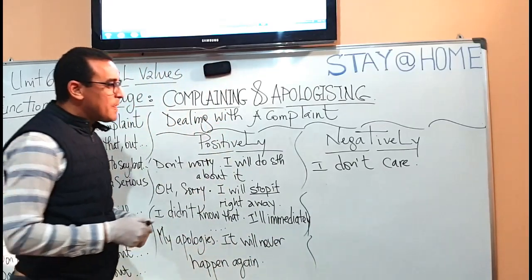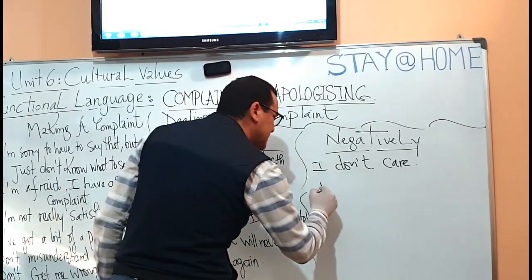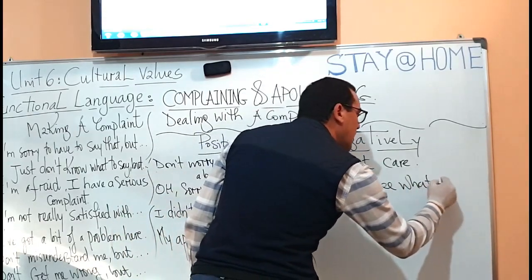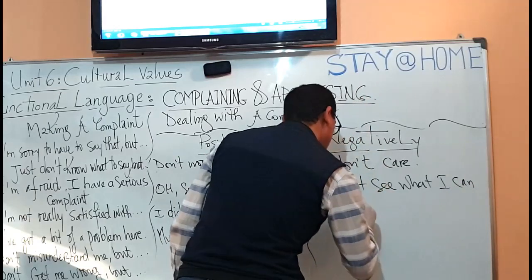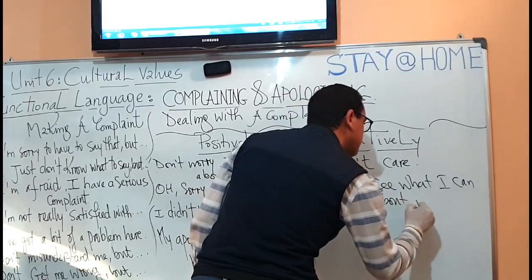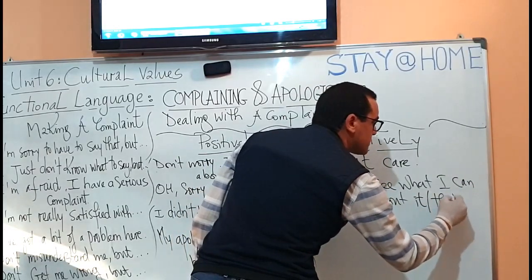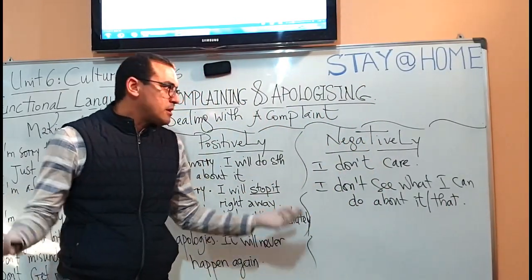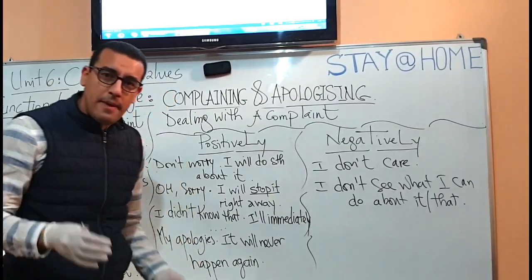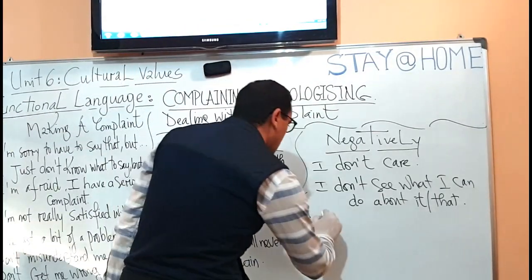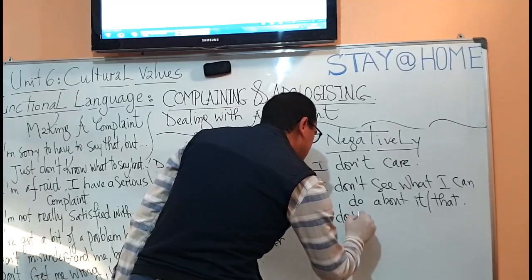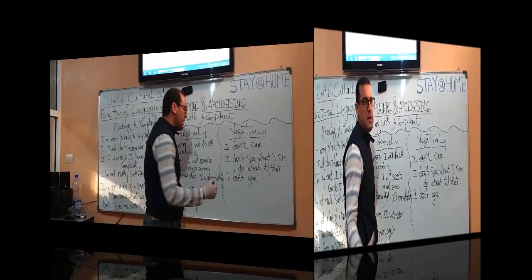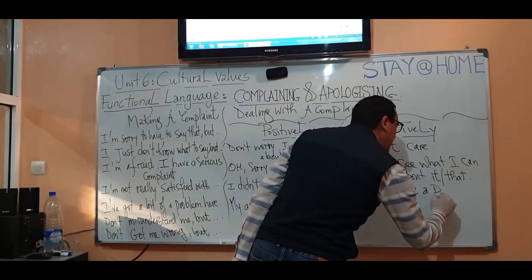So, I don't care. Or, I don't see what I can do about it or about that. I don't see or I don't know what I can do about it or about that. I don't give. This is somehow very informal. I don't give a damn.